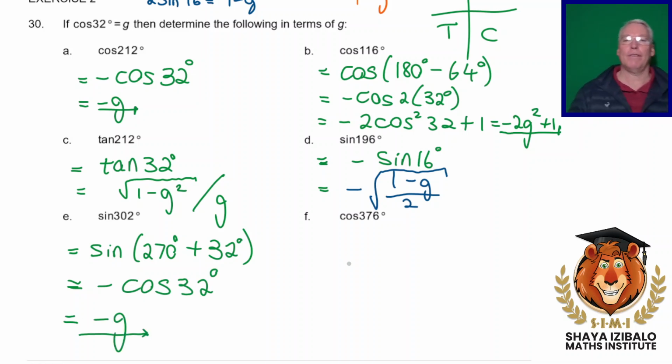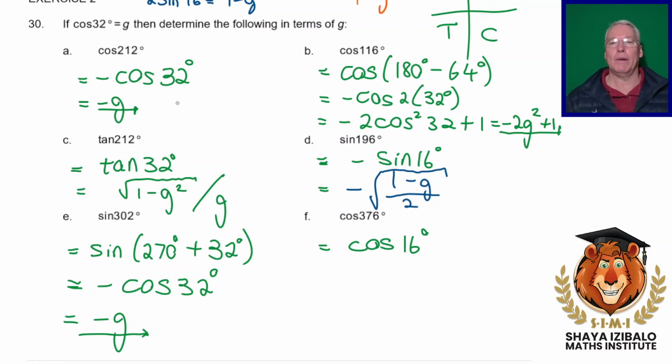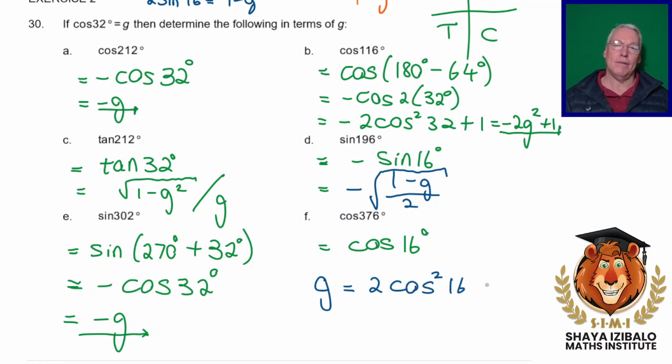Okay, and the last one, cos of 376. Well, which quadrant are we in? We're actually back in quadrant 1 by 16 degrees. Cos of 376 is exactly the same as cos of 16 degrees. Okay, now we're going to do exactly what we did with the blue pen up there. I'm going to come and do the same thing down here. I've got a little bit more space this time. All right, we know that cos of 32, which is g, is the same as 2 cos squared 16 minus 1.